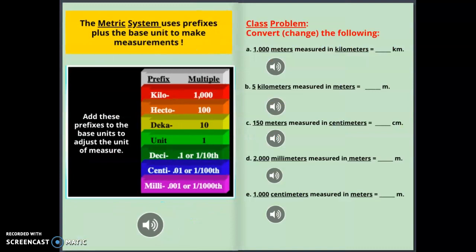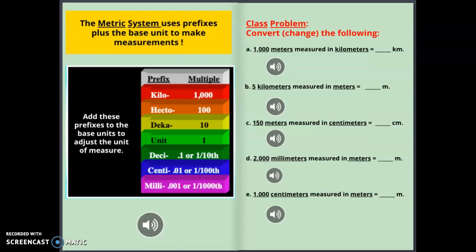However, if we're measuring something very large or very small, we have to be able to adjust that base unit. And to accomplish this, the metric system uses prefixes. A prefix is just a syllable you place in front of a word that changes its meaning. And there are 6 prefixes in the metric system: kilo, hecto, deca, deci, centi, and milli. So to master the metric system, you really only need to memorize 9 things, because whether you're measuring length, volume, or mass, you're still going to use these same prefixes. You're just going to add them to the different base units.